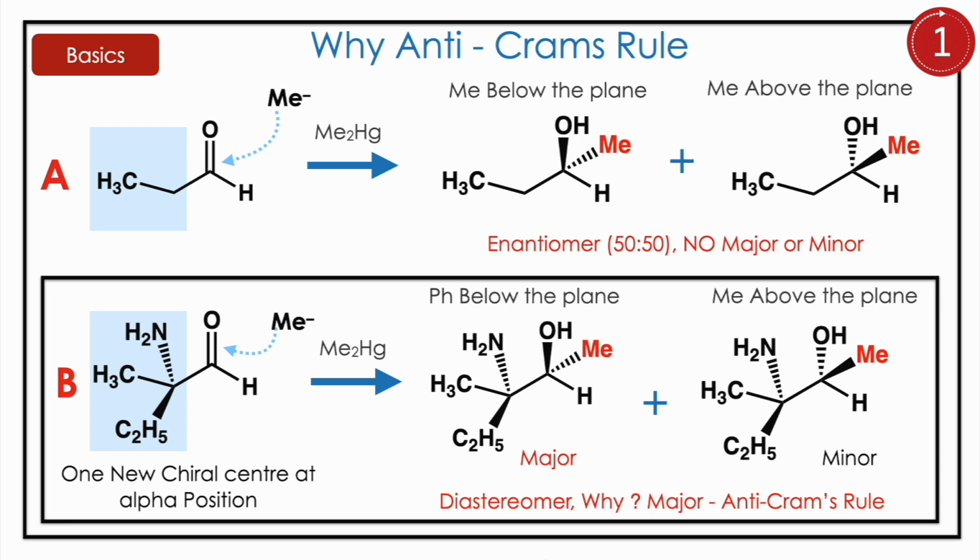The interesting case is B. Suppose you have an alpha chiral center which has a coordinating amine. If you attack with methyl, that is methyl magnesium, you get one major and one minor product, not the 50-50 enantiomers. The reason is diastereoselectivity. This is due to anti-CRAM's rule. So the basis behind the anti-CRAM's rule is that the alpha stereocarbon creates the selectivity.